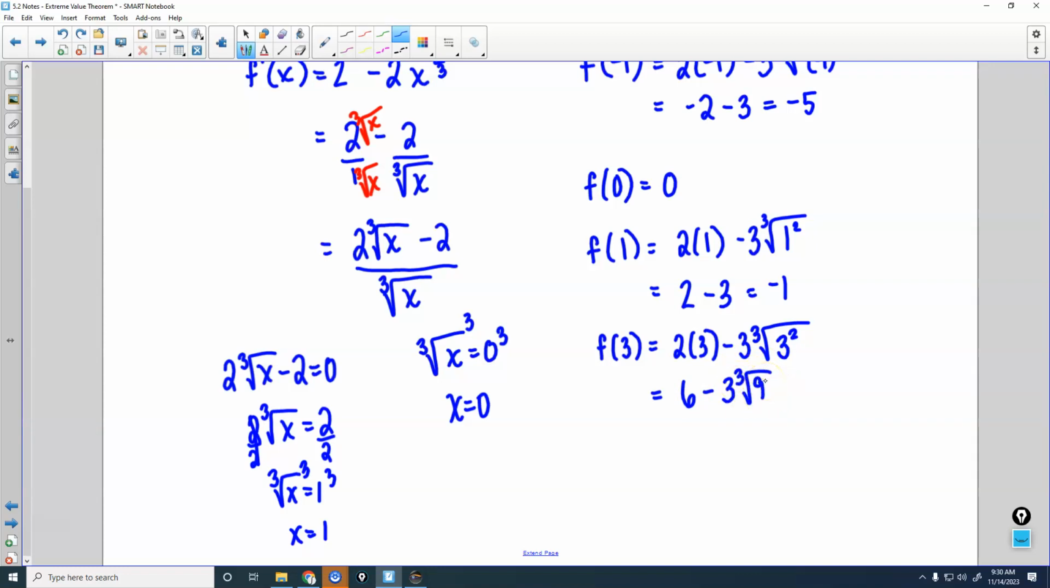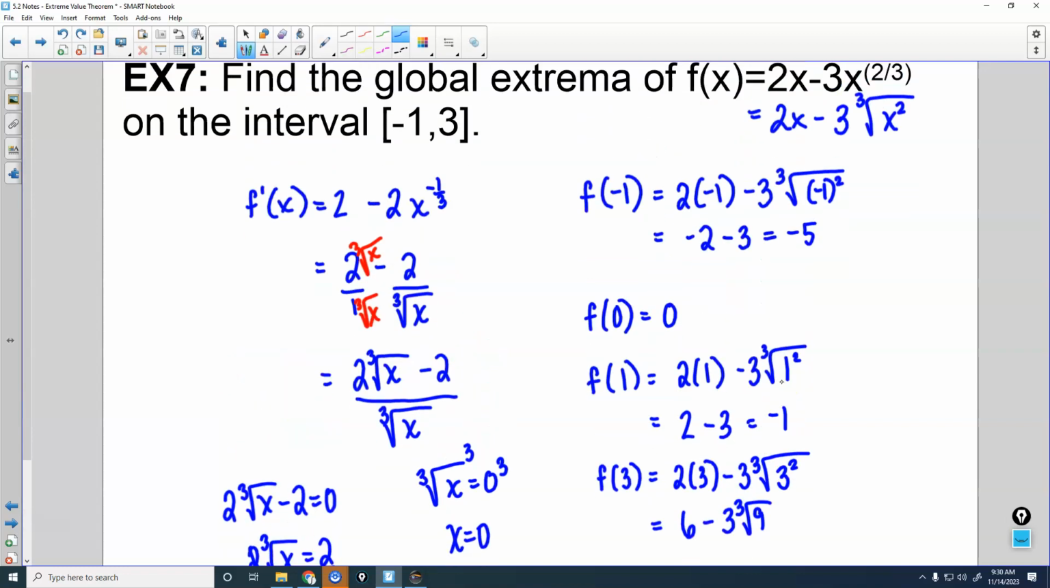Do we know the cube root of 9? We do not. And this is not calculator active. So what we're looking at here is we've got our 4 different numbers that we're looking at. We got a negative 5, we got a 0, we got a negative 1, and we got a 6 minus 3 times the cube root of 9. So negative 5, 0, negative 1, those are easy. We can compare those numbers easily. I've got to think about 6 minus 3 times the cube root of 9, because without a calculator, I don't know what that is.